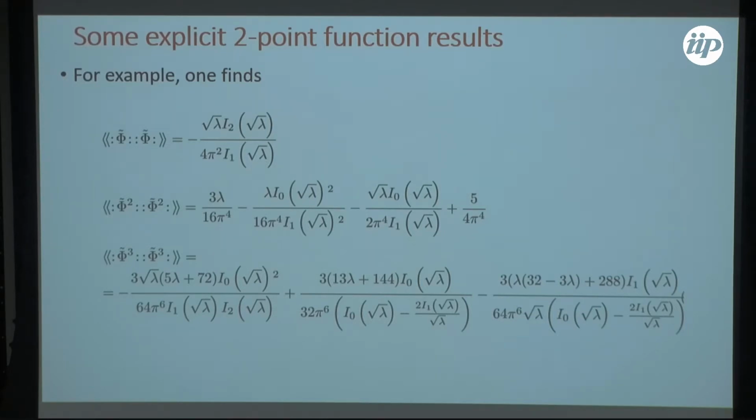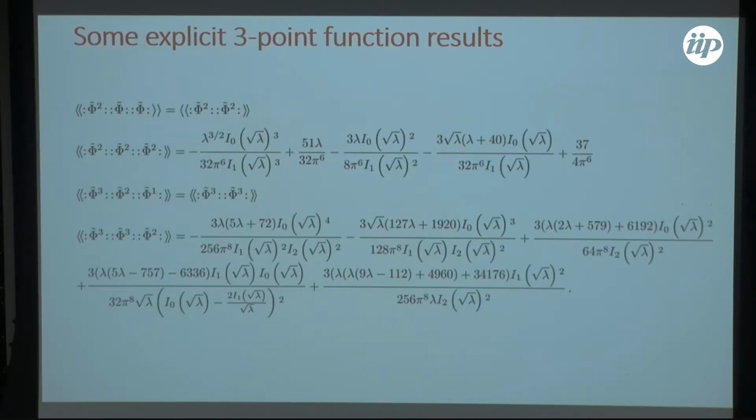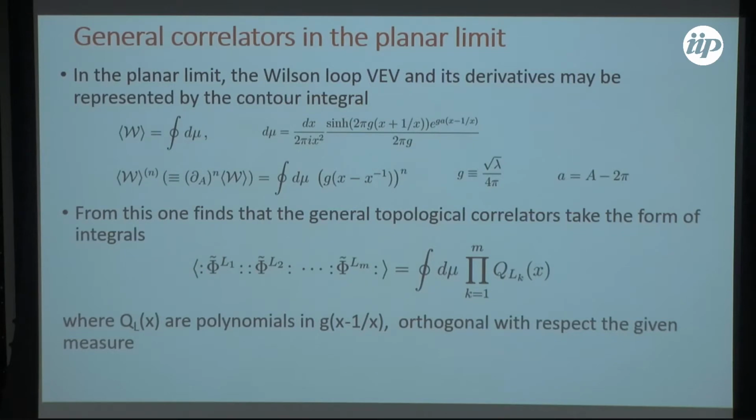Just to give you an idea of what they look like, because you just start with these Bessel functions, you'll get combinations of Bessel functions and ratios involving Bessel functions. So these are 2-point functions, these are 3-point functions, and so on. Okay. It's also interesting to write down in a nicer way the structure of these correlation functions in the planar limit. So you can use the fact that the Wilson loop expectation value can be written as some contour integral, where this is the measure given here, and g is just root lambda over 4 pi, and this small a is just related to the area of the Wilson loop. And if you do this contour integral, you just get the Bessel function.